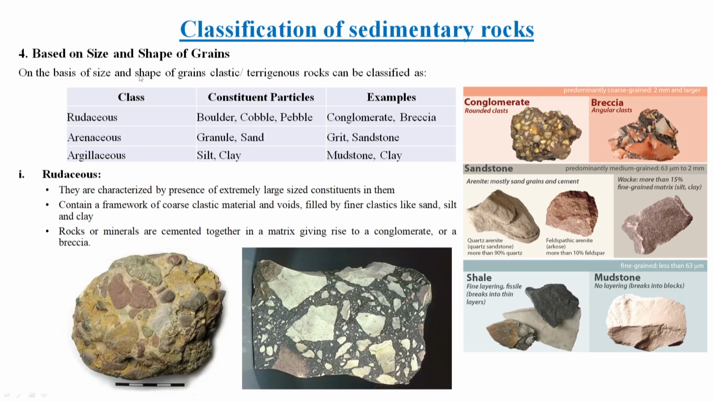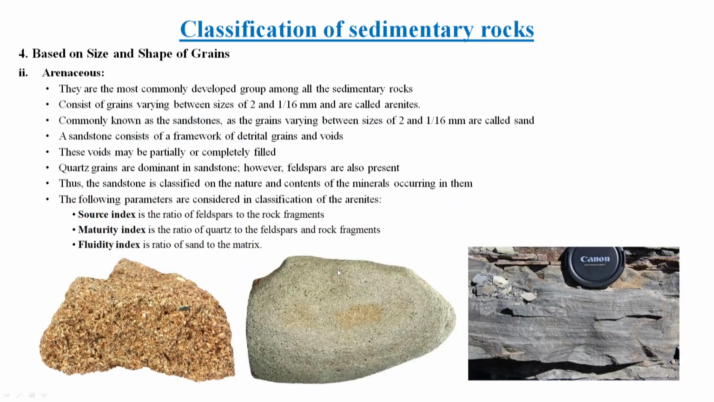Based on size and shape of the grains, you can segregate conglomerate and breccia together, different kinds of sandstone together, and also sometimes shale and mudstone together. Again, these are your clastic rocks. Then you have these three classes. The first one is rudaceous, characterized by the presence of extremely large constituents, like we get to see in conglomerate or in breccia.